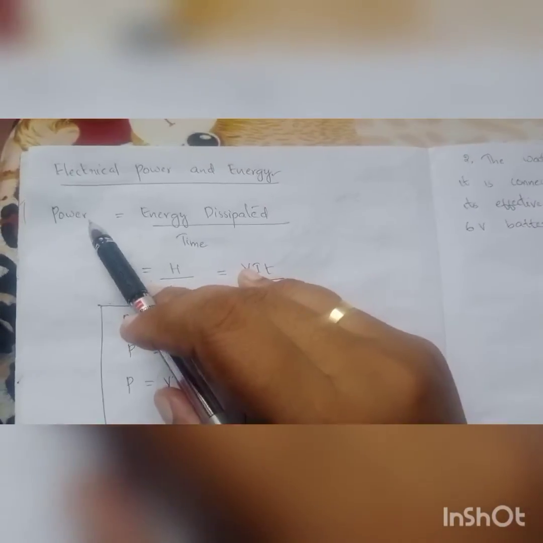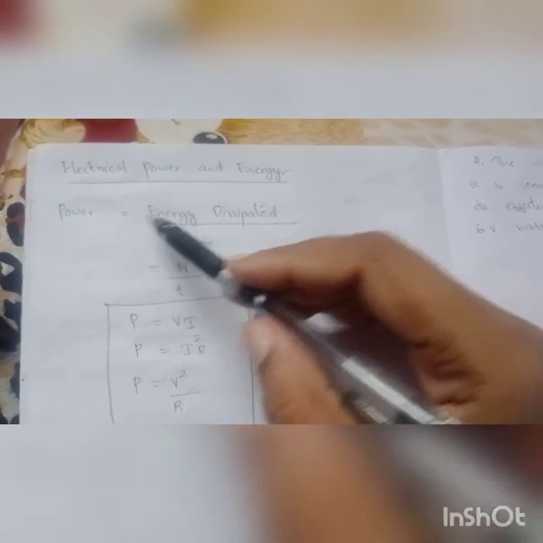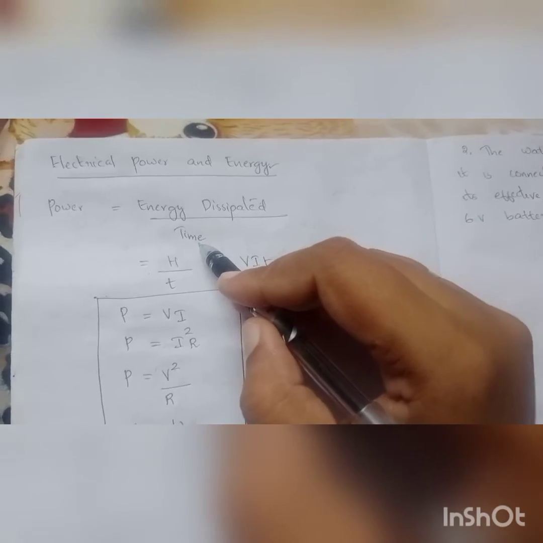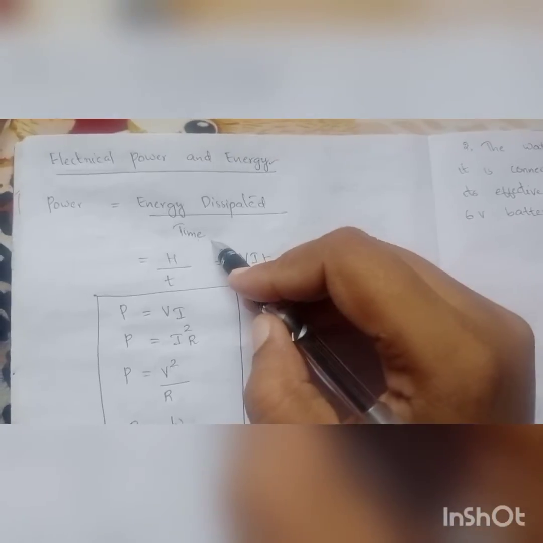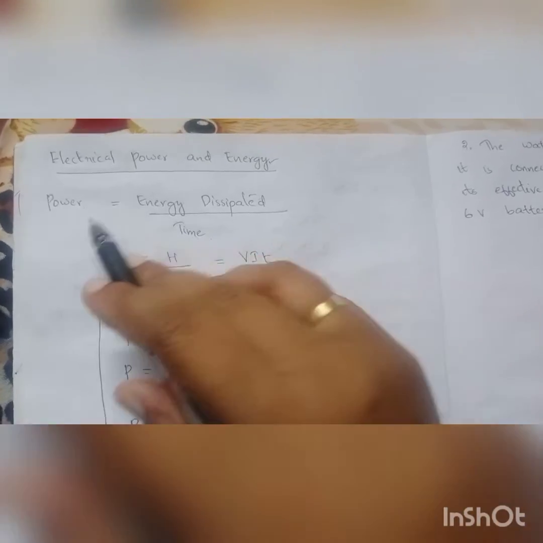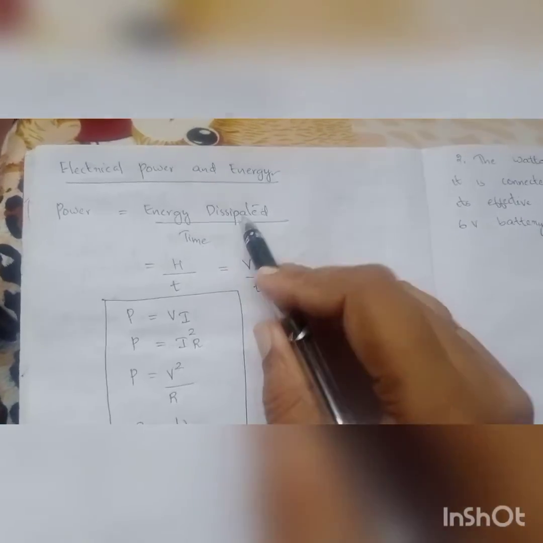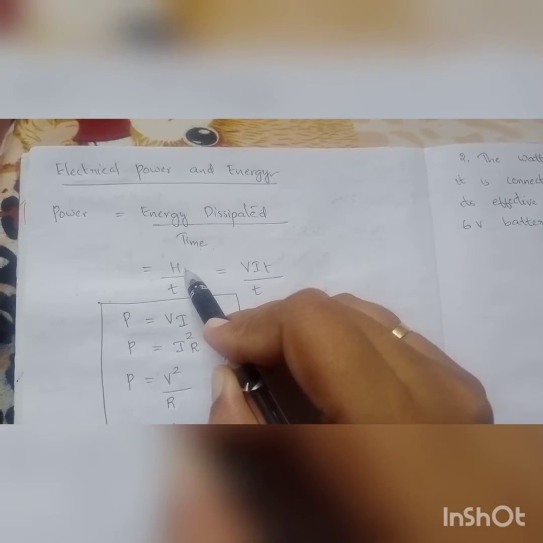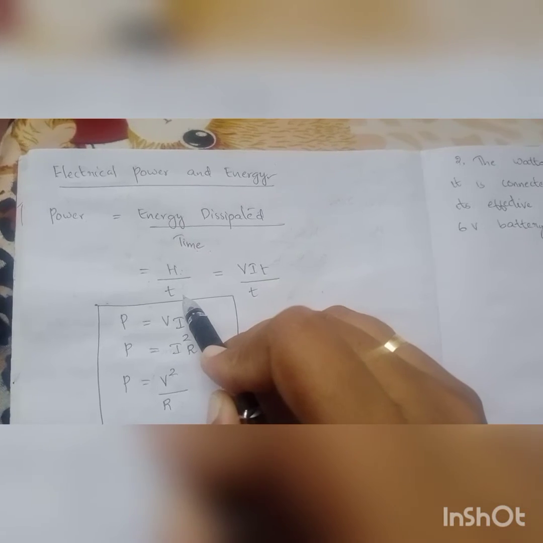So power is a new term maybe. How can we define power? Power is defined as the ratio of energy dissipated to the time. Or we can say that power is the rate of change of energy. Energy dissipated by time is called power. When we are speaking about energy, here we are speaking about the heat energy. So instead of energy we can write H, which is the heat energy, and time T.